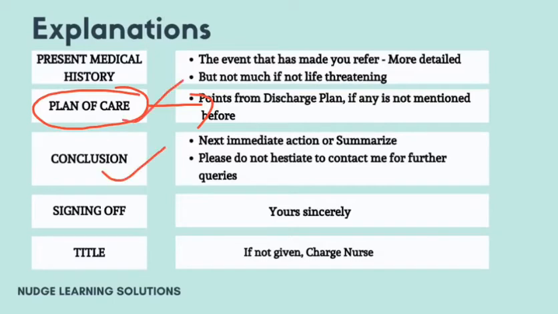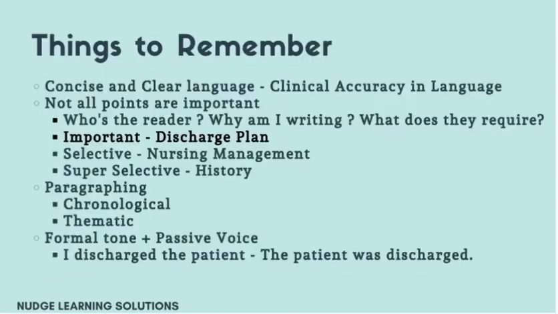Finally, we conclude by saying something like, please don't hesitate to contact me for further queries, and we sign off and provide our title. So this is the general structure of an answer when writing a letter in the OET exam. This is a very basic introduction. I'm again saying that we will deal in detail with how to write the purpose and how to write the conclusion in our full classes.